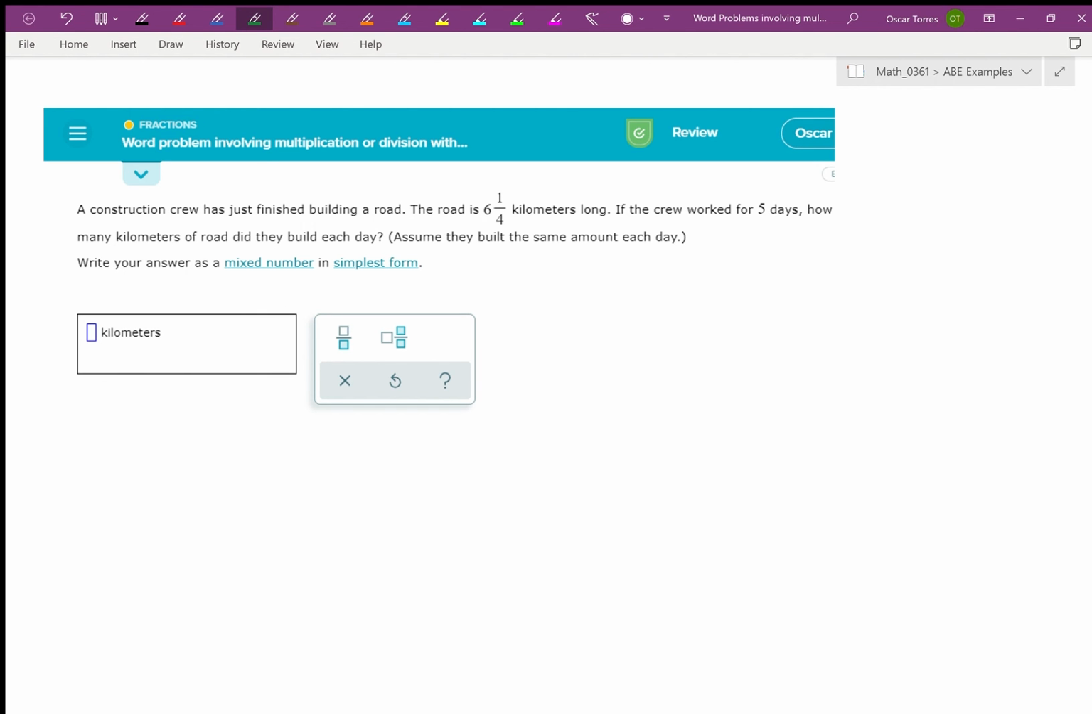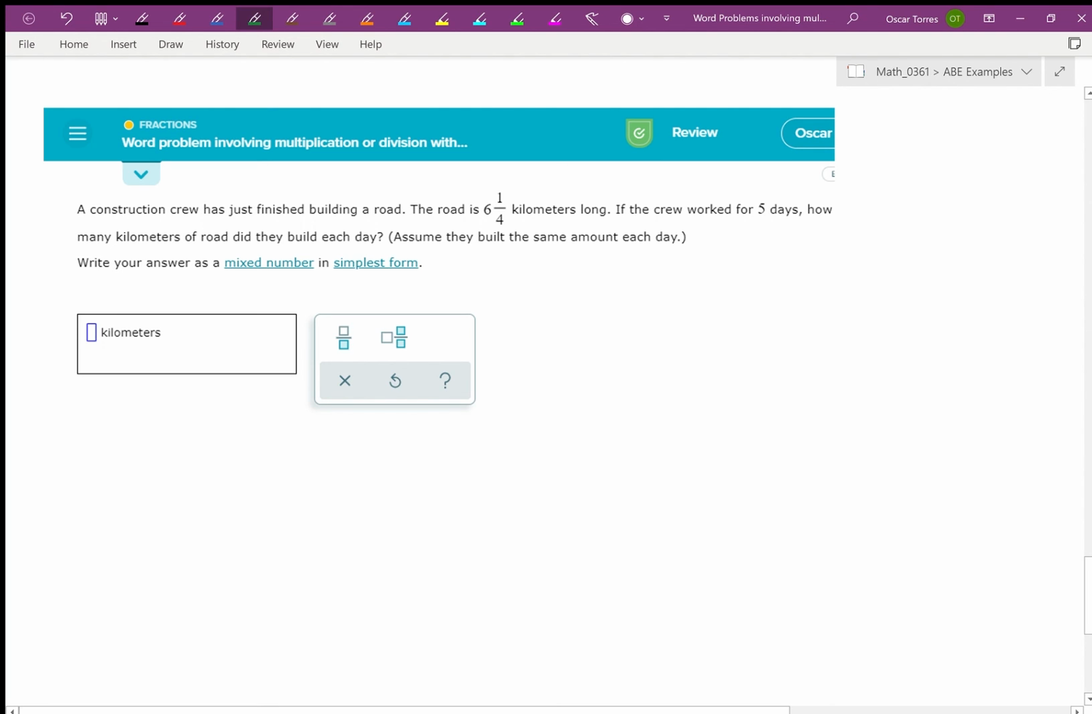A construction crew has just finished building a road. The road is 6 1/4 kilometers long. If the crew worked for 5 days, how many kilometers of road did they build each day? Assume they built the same amount each day.